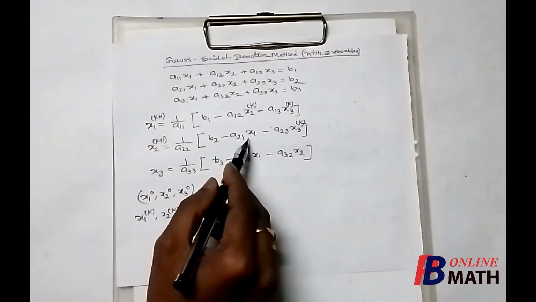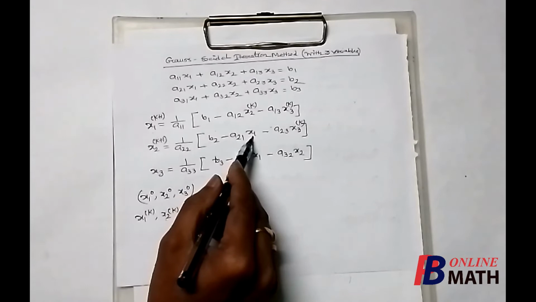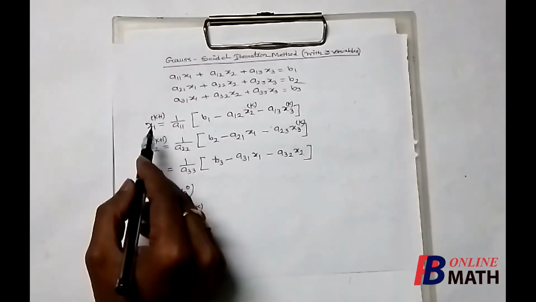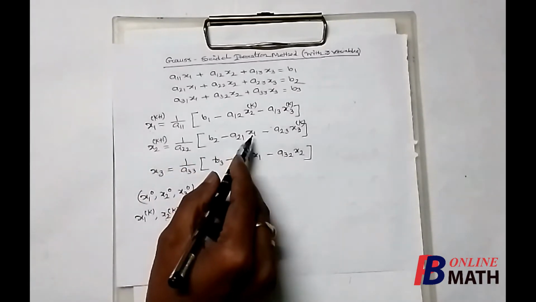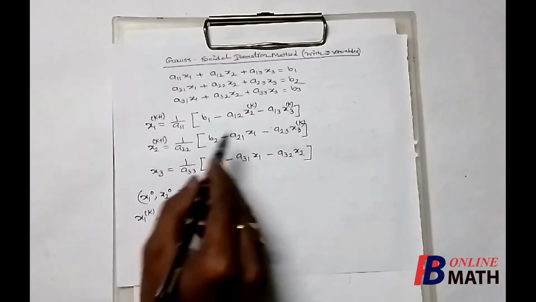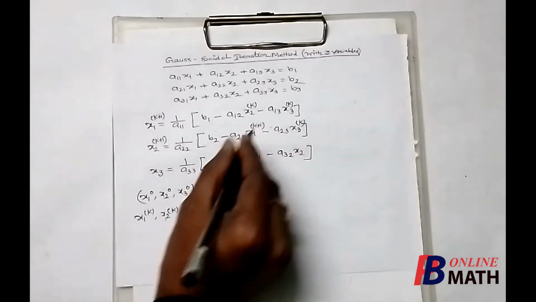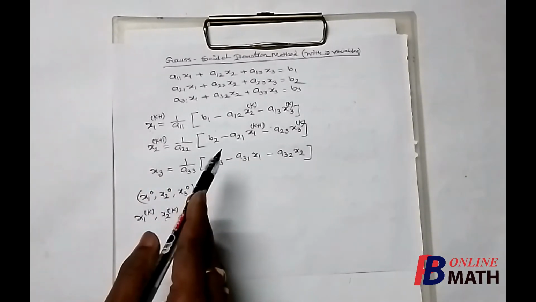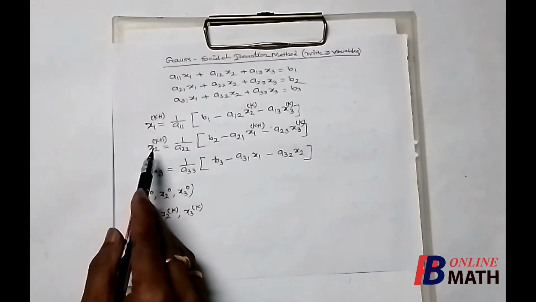In this case, we can put the kth approximation of x1, but we have already calculated the k plus 1th approximation of x1, which is a better result. So instead of using the kth approximation of x1, we can easily apply the k plus 1th approximation of x1 in this equation. So from this equation, we can easily get the k plus 1th approximation of x2.